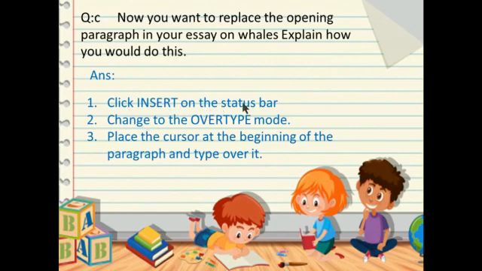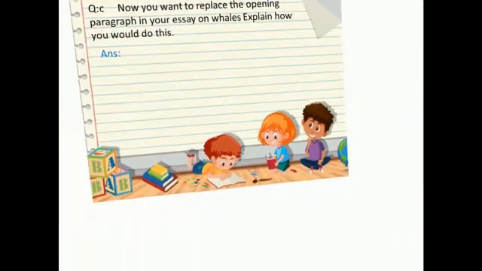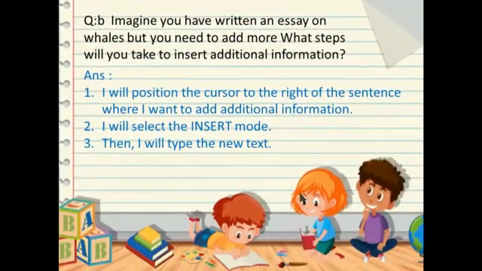Click insert on the status bar, change to overtype, and then place the cursor at the beginning of the paragraph where you want to type over it. Okay, if you remember in the previous question, we are going back so you can just have a look at that. In the previous paragraph we learned how we can add new information.